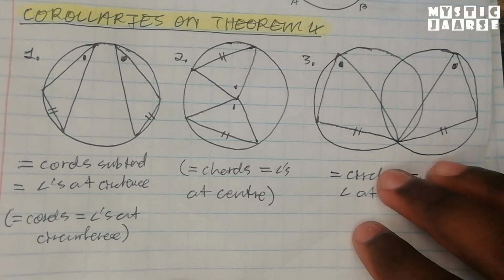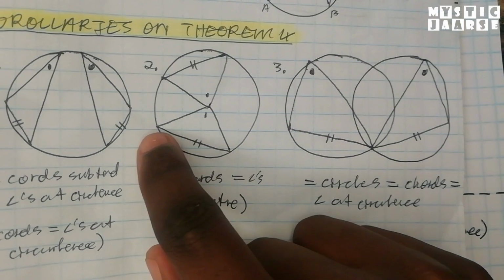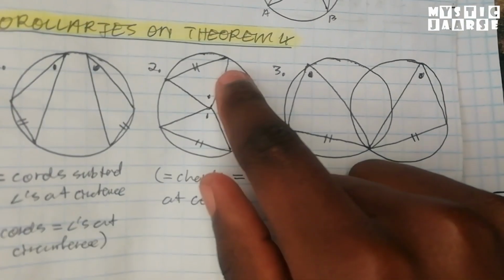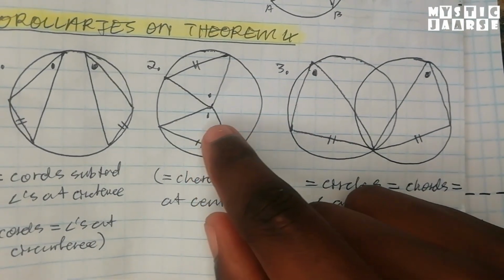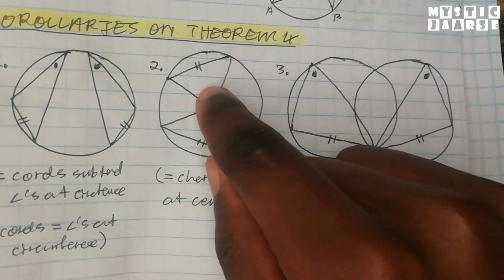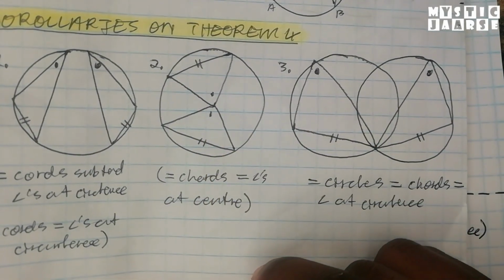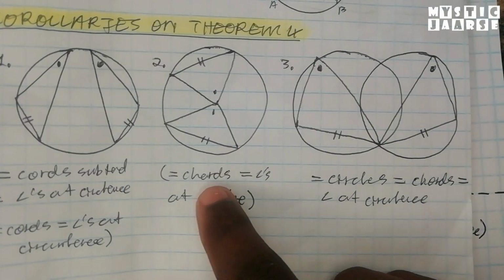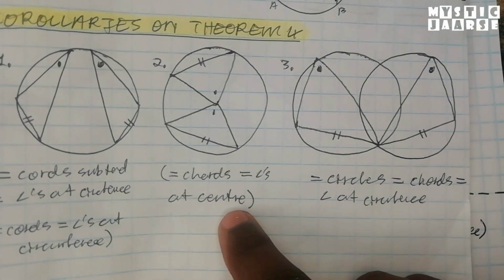Then the second corollary states that when you have two chords that are equal in length and they both subtend angles at the center, then those two angles are equal to one another. So we say equal chords, equal angles at the center.